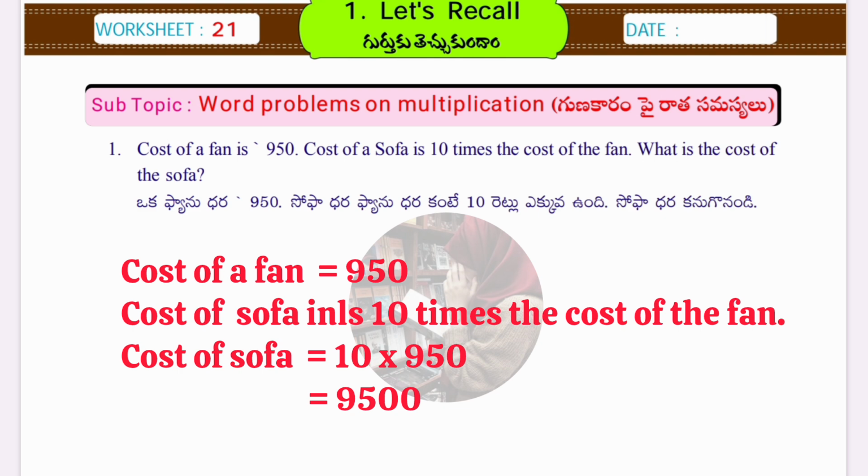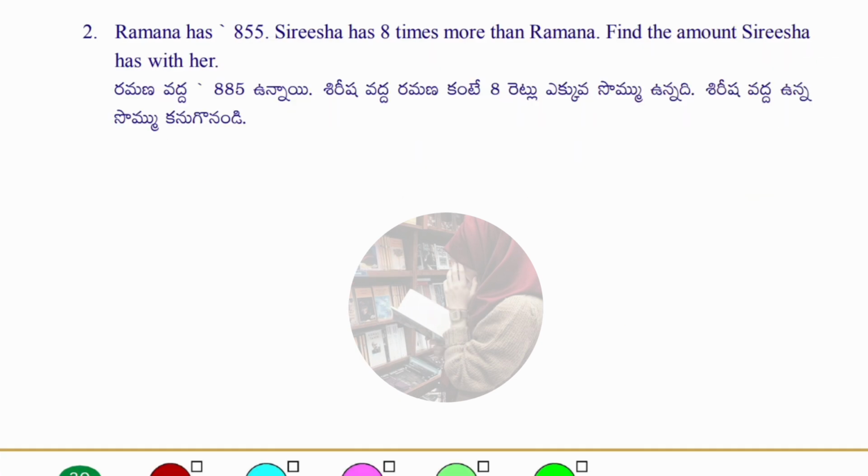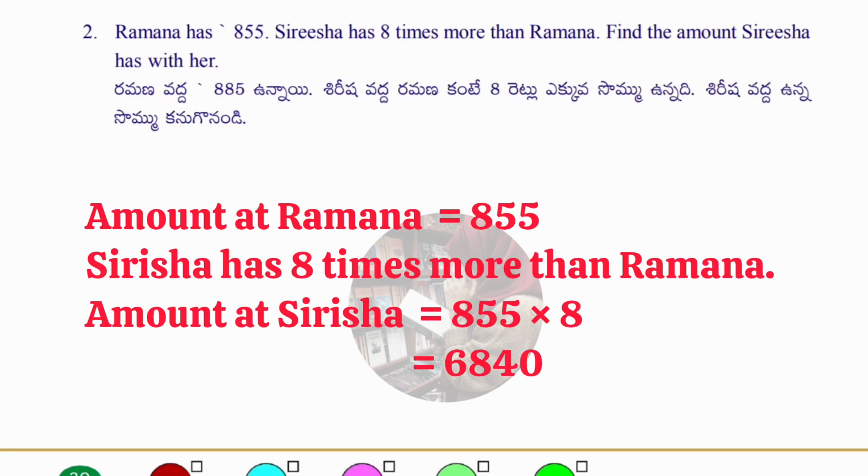Okay. Now we'll move to the next worksheet, that is worksheet number 21. Here also word problems on multiplication. Cost of fan is 950. Cost of sofa is 10 times the cost of fan. So now we have to find out the cost of sofa. Cost of fan we write as 950. Cost of sofa is 10 times the cost of fan, means 10 multiplied by 950 equals 9500 rupees, one sofa.